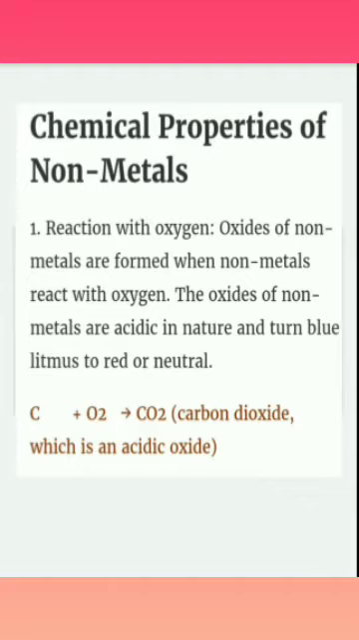So, reaction of nonmetals with oxygen. Oxides of nonmetals are formed when nonmetals react with oxygen. The oxides of nonmetals are acidic in nature and turn blue litmus to red, or are neutral. For example, carbon plus oxygen gives carbon dioxide. This carbon dioxide is acidic in nature. Let us perform the activity.